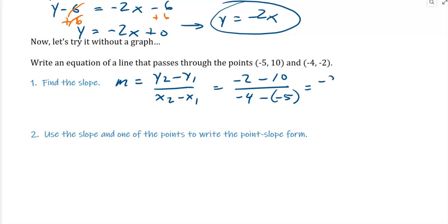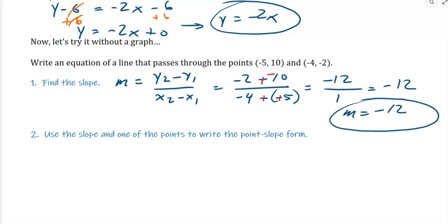So this would be -2 minus 10. Let's see, -2 minus 10. We're adding the opposite. So that's -12 over, let's see, adding the opposite. So -4 plus +5 is +1. So -12 over 1, which is just -12. So the slope is -12.